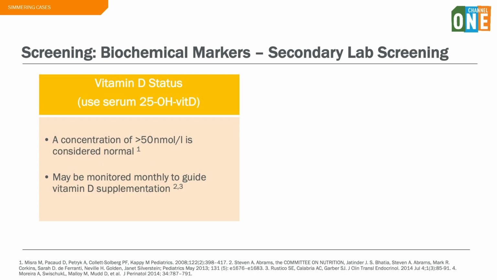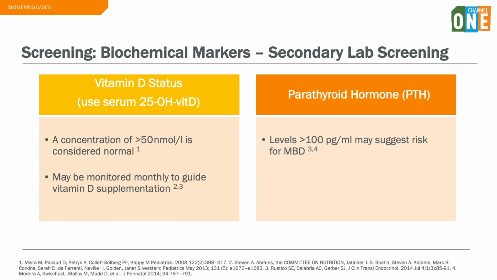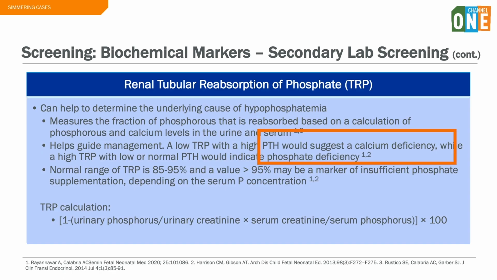Additional laboratory tests that can be used for screening for metabolic bone disease include vitamin D and parathyroid hormone. A concentration of greater than 50 nanomoles per liter of serum 25-hydroxy-vitamin D is desirable. In publications by Rustico, Calabria, and Garber, and by Moreira and colleagues, a PTH greater than 100 was defined as suggestive of risk for metabolic bone disease.